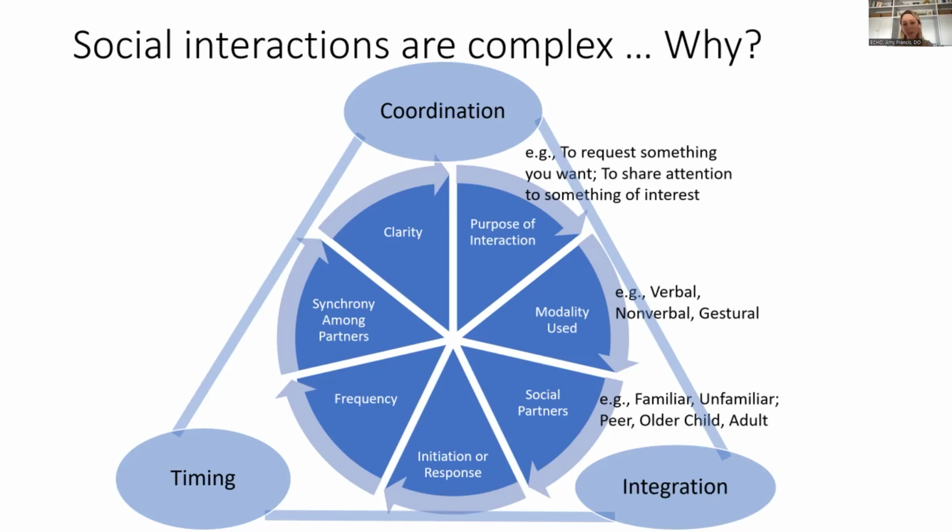And then there's, of course, initiation and response, the frequency of the interaction, the synchrony amongst partners, that kind of give and take, serve and return, the clarity. And then as Jamie nicely put earlier, it's about coordination, integration, and timing. All of it has to kind of work together to lead to a successful social interaction. Next slide.